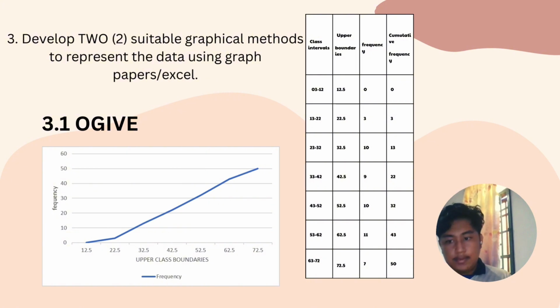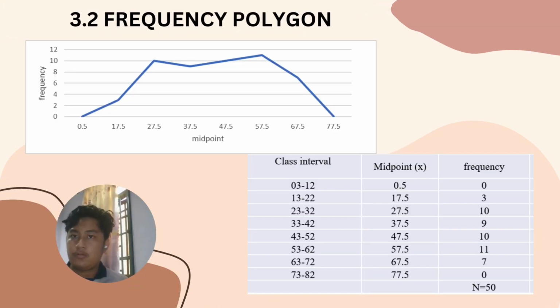From left to right. The graph should start at the lower boundary of the first class, with cumulative frequency zero, and should end at the upper boundary of the last class. For 3.2, I use the frequency polygon, where the horizontal scale is the midpoint of the data values, and the vertical scale measures the frequency of the class. Plot the points that represent the midpoint and frequency of each class, and connect these points in order from left to right.